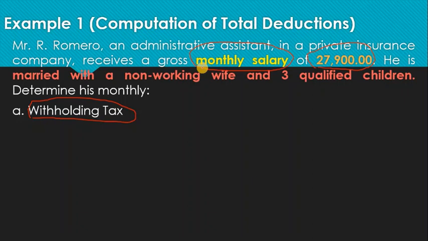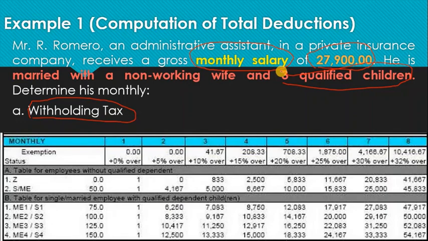For the status of Mr. Romero, he has 3 qualified children. Since that is monthly, let's check this one out. We are going to base on the monthly column. Let's identify the status. The status has 3 qualified children. Down here, we have 3 qualified children, meaning he is married. Since he is married and has qualified dependents, we are going to base down here on ME3, married employed with 3 dependents.